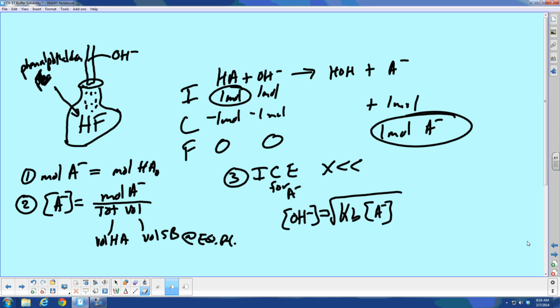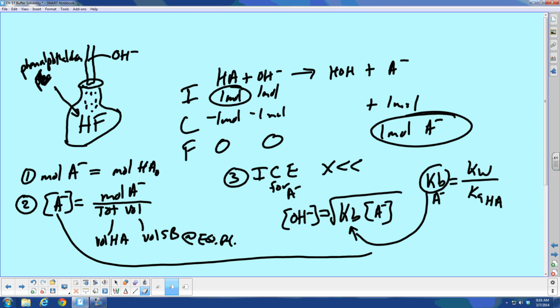Got it? But here's the kicker. I don't have a Kb, do I? I have a Ka, which means I have to go back and remember that Kb for A minus is equal to Kw divided by Ka of my weak acid. So you have to go in and calculate a Kb, plug that in here, plug this value in here, take the square root, and that'll give you your hydroxide.